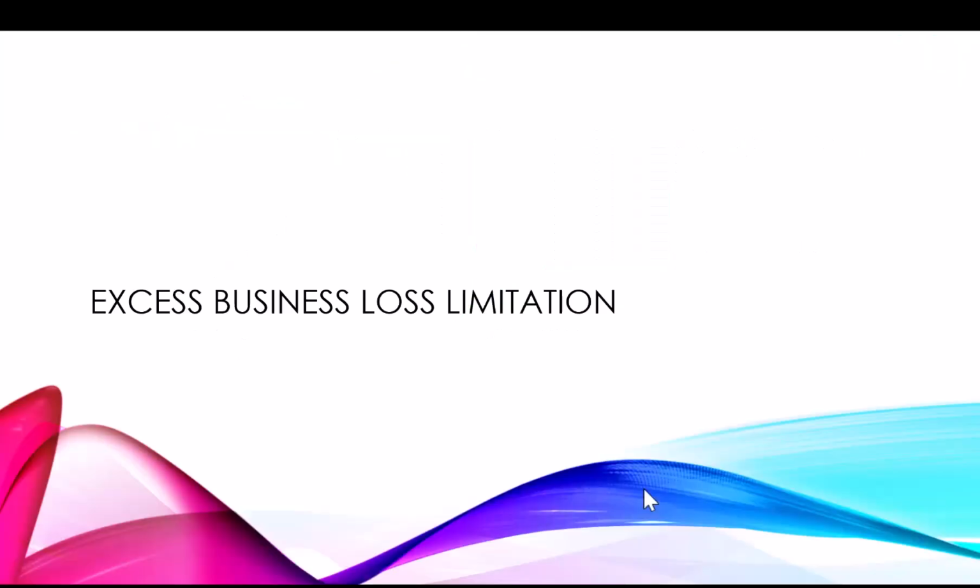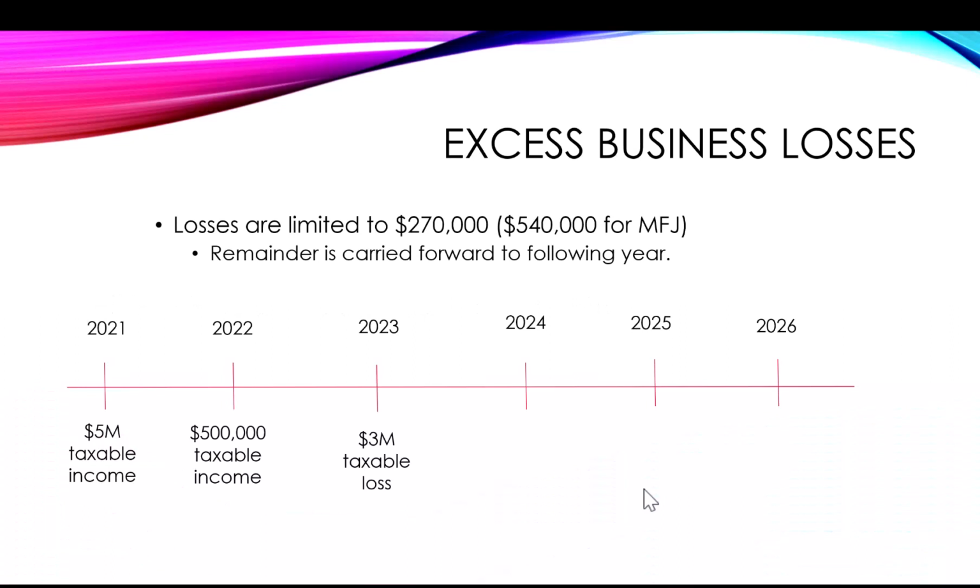Let's talk more in depth about the excess business loss limitation. The excess business loss limitation applies to all business losses. The primary rule seems fairly straightforward. Business taxpayers who file on a 1040 are limited to claiming $270,000 worth of loss per year. If the taxpayer is married filing joint, then they can deduct up to $540,000 worth of a business loss per year. Any remaining amount would be carried forward to the following year.